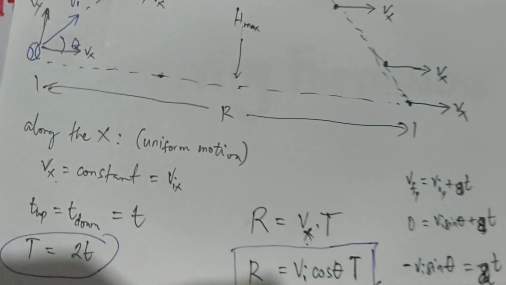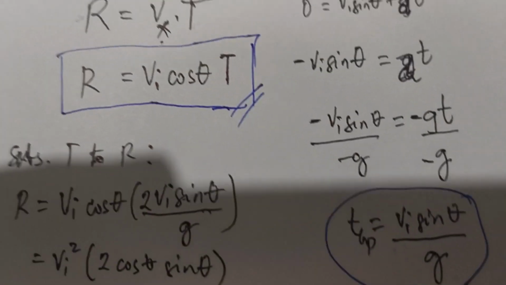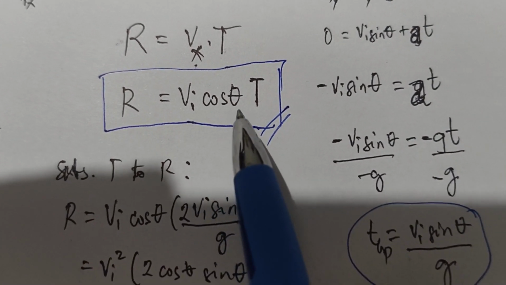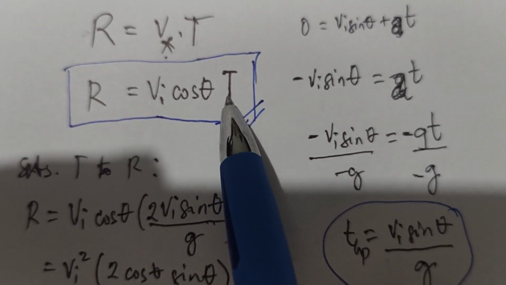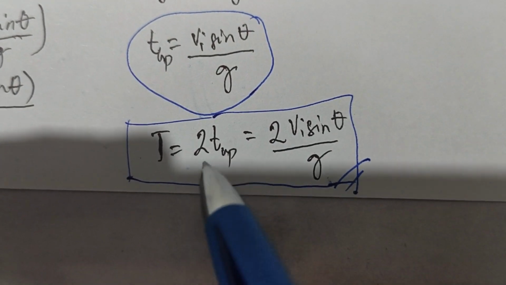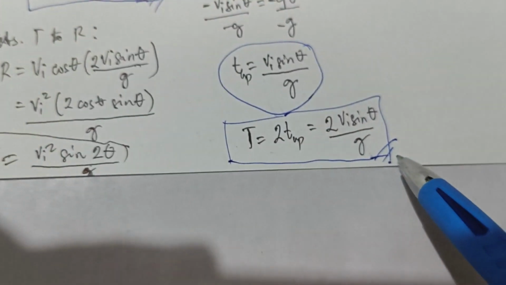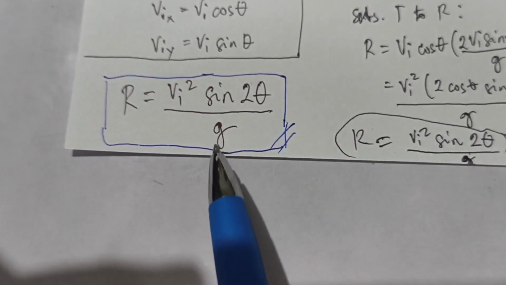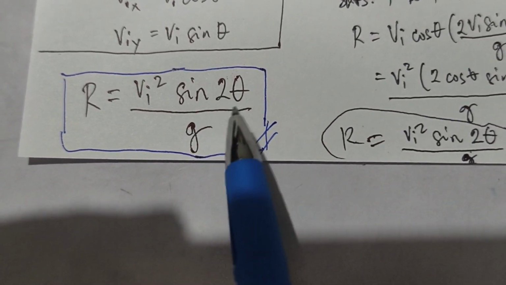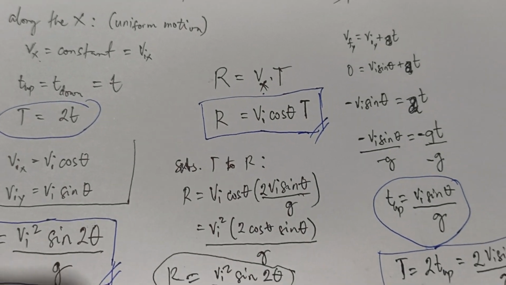Okay, so for case 2, in solving the range for case 2, you can use either this equation, R is equal to Vi times the cosine of the angle times the total time, okay, which is just twice the time up or twice the time going down, okay, or equal to 2 Vi sine theta over g. Or you can use the equation R is equal to Vi squared sine of twice the angle over g. Now, what about the height?